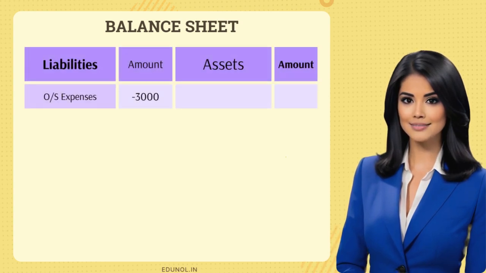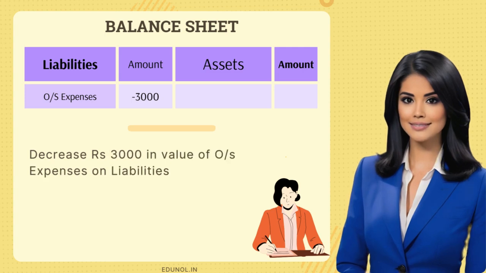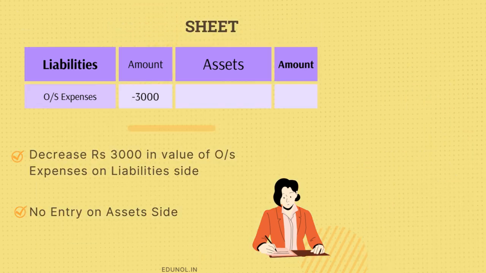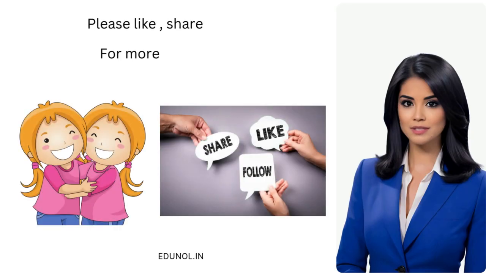In the balance sheet the value of liabilities will be decreased. In our example, on the liabilities side we will decrease outstanding expenses or expenses payable by 3,000 rupees. Remember, in examination question replace the word expense by the type of expense like rent, salary, etc. as given in the question. That's all for this adjustment.